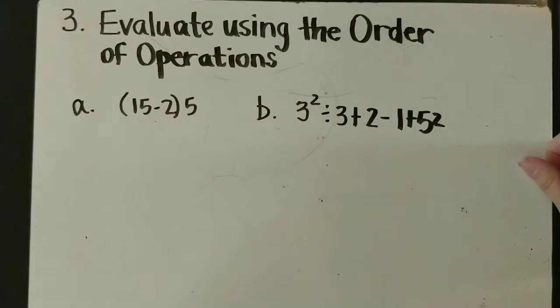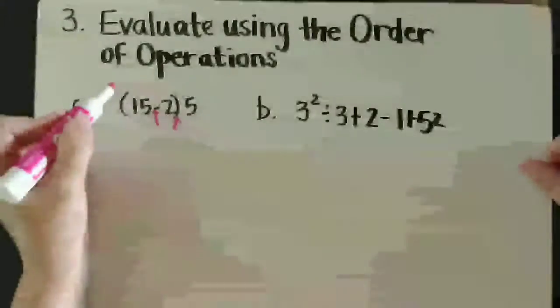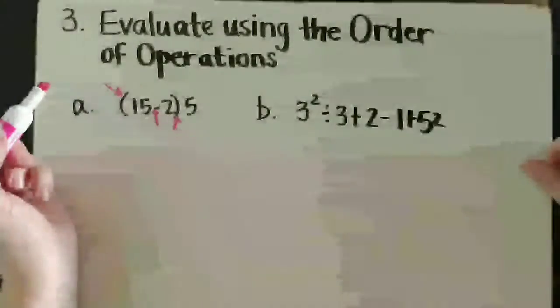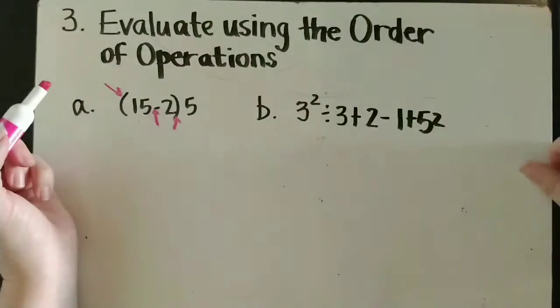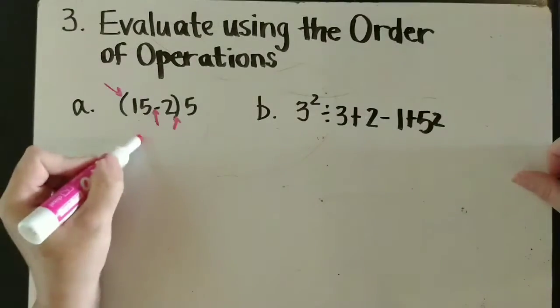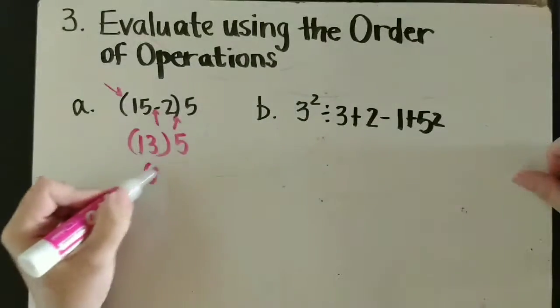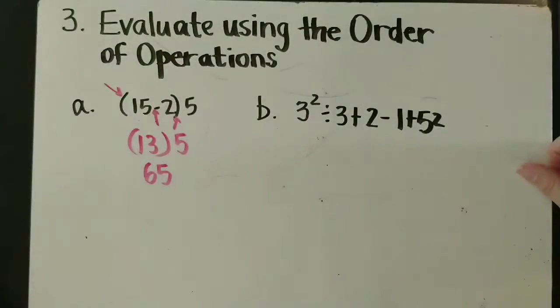Now that you've had a chance to work it out, let's look at the order of operations. We have subtraction and we have multiplication, but the subtraction is inside parentheses. Order of operations says we need to do parentheses first. 15 minus 2 is 13, so you should have 13 times 5, which simplifies to 65. Go ahead and try letter B using the order of operations.